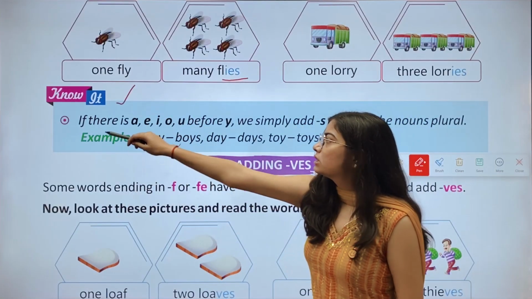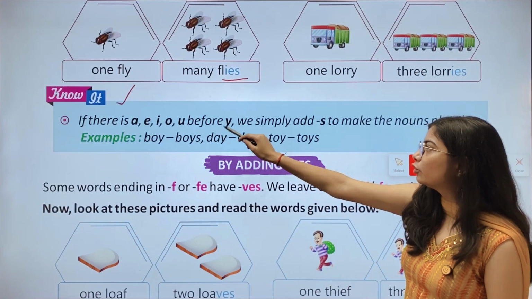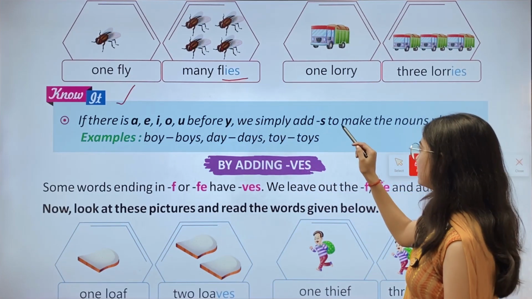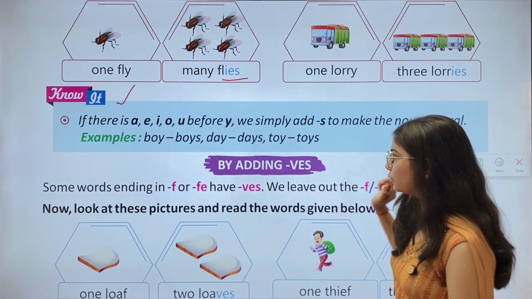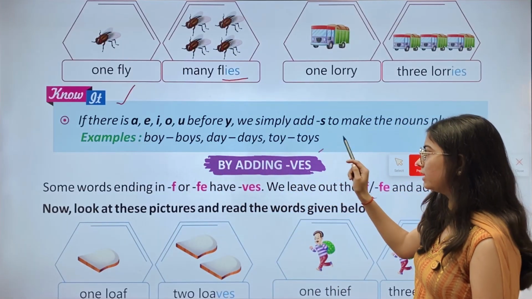Know it. If there is a, e, i, o, u before y, we simply add s to make the nouns plural. Examples: boy, boys, day, days, toy, toys.